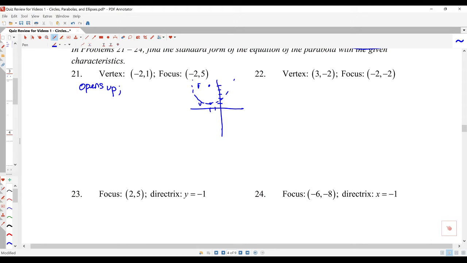And because we're given the vertex and the focus, the distance from (-2, 1) to (-2, 5) is just going from 1 to 5, and that's a distance of 4 going up. So we have everything. We have the vertex, we have our p-value.